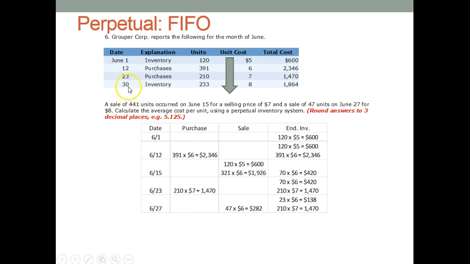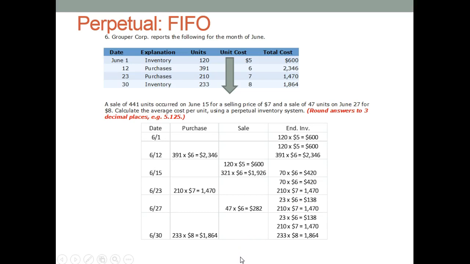And my last date is June 30th. It's a purchase. So I put it in my purchase column, 233 units at 8, and now I have 3 tiers in my ending inventory bucket. 23 at 6, that's from above, 210 at 7, that's from above, and now my newest purchase, 233 at 8. If I had another purchase, I could draw my arrow down again and keep going down.